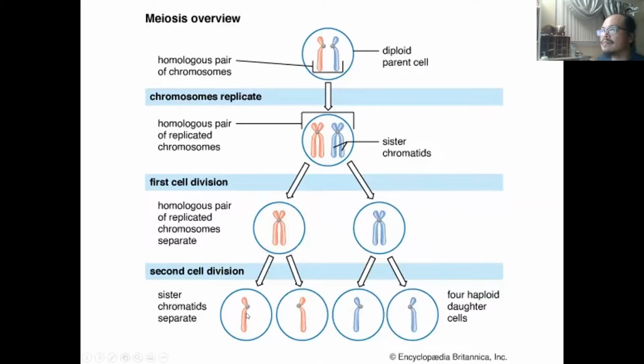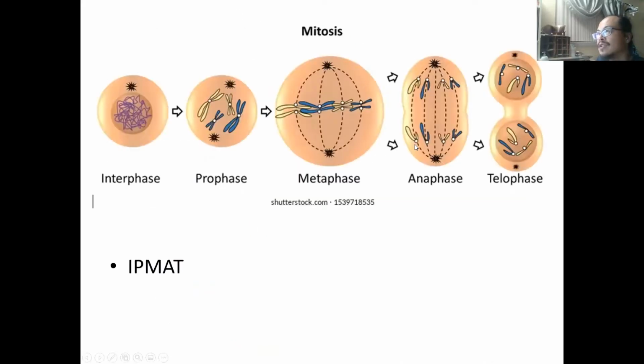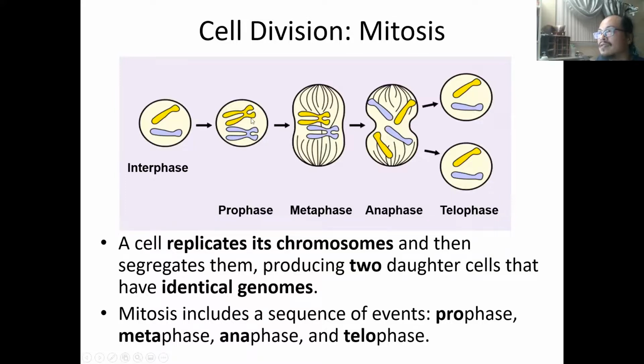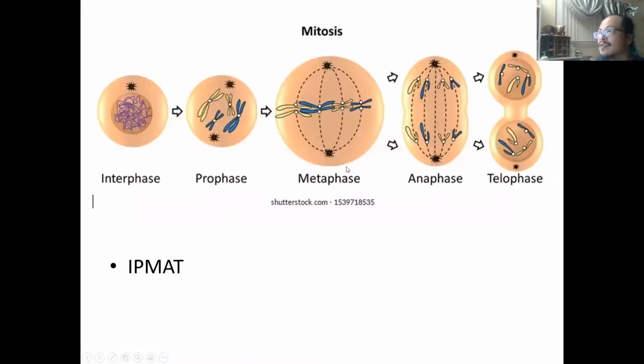Another thing about meiosis is the sequence. First, you replicate during the S phase, so you have sister chromatids connected with the centromere. If it's mitosis, then the sister chromatids will be separated, just like this one here. These sister chromatids connected with the centromere will be separated.